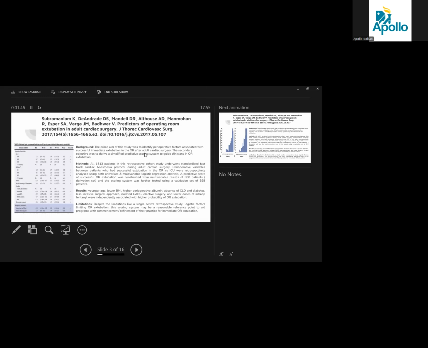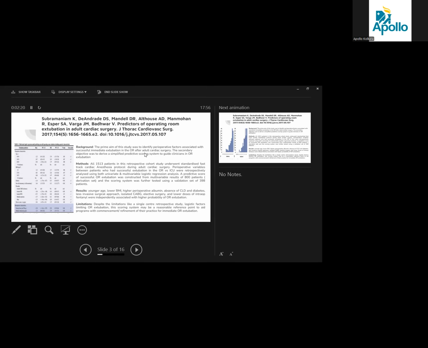So they had two sets of patients. One was a derivation set of 800 patients who got extubated in the ICU successfully, and the other was a validation set of 398 patients. They were the patients who got extubated successfully in the operating room. With the help of this derivation set, they found out the factors which were highly likely to result in successful extubation, and they gave those a positive score.